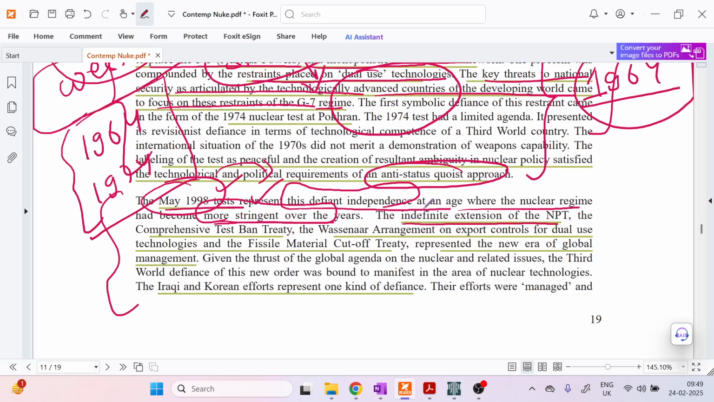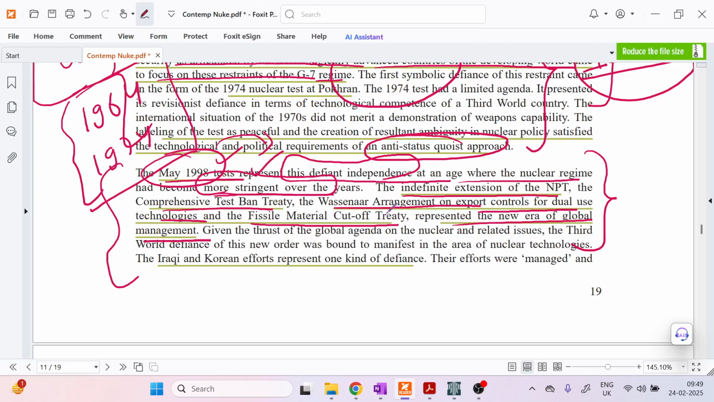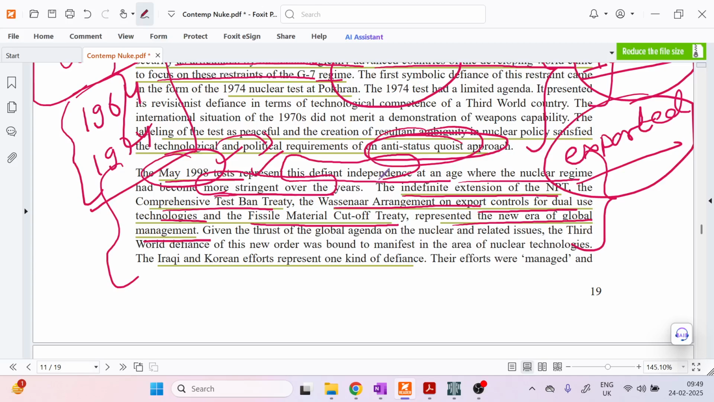The indefinite extension of the NPT, the Comprehensive Test Ban Treaty, the Wassenaar Arrangement on Export Control for Dual Use Technology, and the Fissile Material Cutoff Treaty represented a new era of global management. In all such new treaties, they talk about the same thing, that nuclear material would be exported, and they realized that the status quo could not be maintained. Any country, whether rich or poor, whether from the first or third world, can acquire nuclear weapons on its own, and no country can stay restrained for a long time. So they started exporting nuclear material for peaceful use.